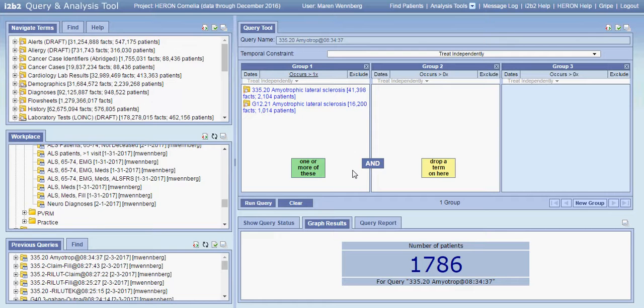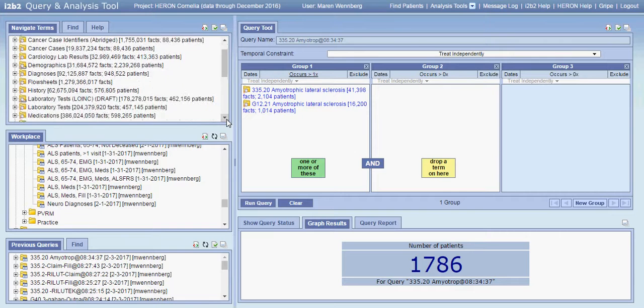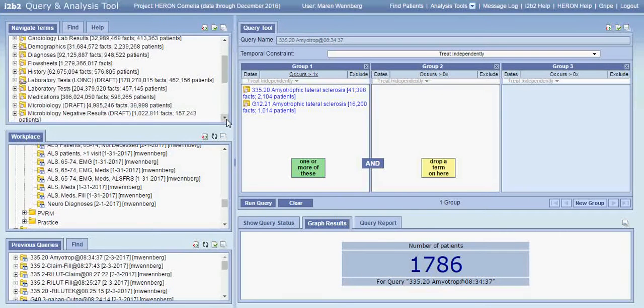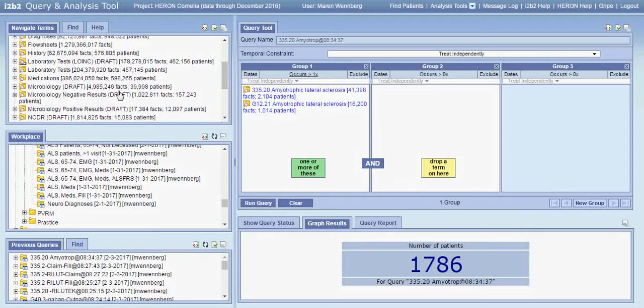Today we're going to go over medication modifiers. So you may have seen the blue circles, and those are called modifiers. These are also found in diagnoses and other folders, but today we're specifically going to look at medications.